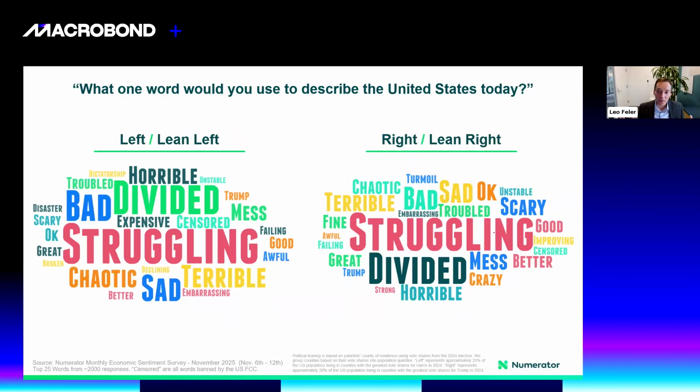We finally found something that unites consumers both on the left and the right. We know where consumers live based on their zip codes. Based on that, we know what the vote share was for Harris or Trump in the 2024 election. We can then look at what consumers on the right and left are saying, and we get struggling and divided, and struggling and divided. And so we finally found something that unites the country, which is that we're collectively concerned about the state of the US economy.